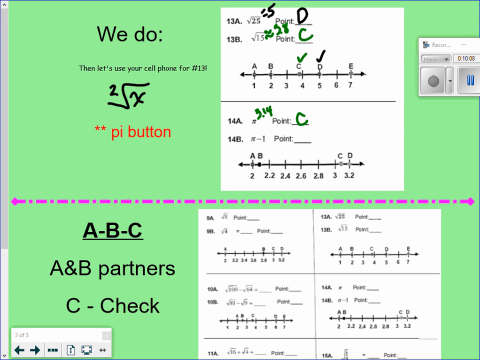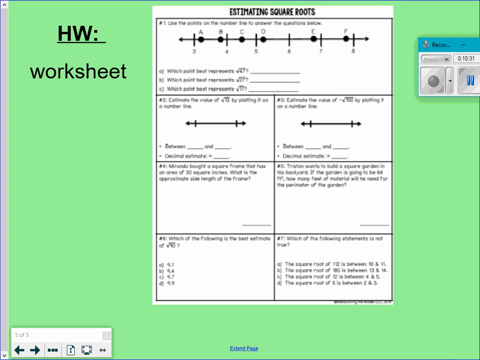Okay, now 14B, pi minus 1, we know it's 3.14, minus 1 is about 2.14, and that is point B. Question. We're good? Okay. Are we good? Alright, so let me explain our activity, and then you'll have time to check.